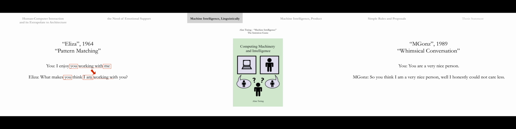In the 1950s, "Computing Machinery and Intelligence" by Alan Turing opened up the whole discussion about machine intelligence. He raised the idea of the imitation game, later reformed as the Turing test, to determine whether a machine has intelligence. A few milestones in the pursuit of machine intelligence linguistically include ELIZA in 1964 by Joseph Weizenbaum under the simple principle of pattern matching, and the creation of MGonz in 1989 under the simple principle of whimsical conversation, which means language that includes strong emotion. They show there are simple rules that could trick people into believing the intelligence of an object and forming an emotional connection.